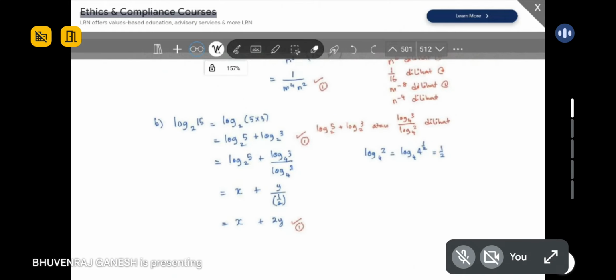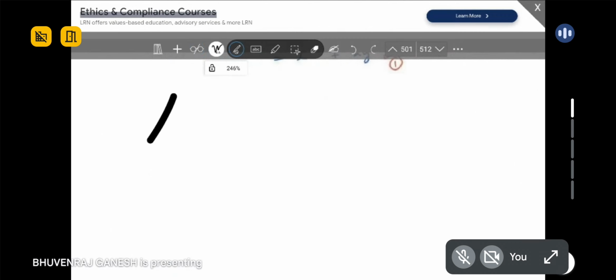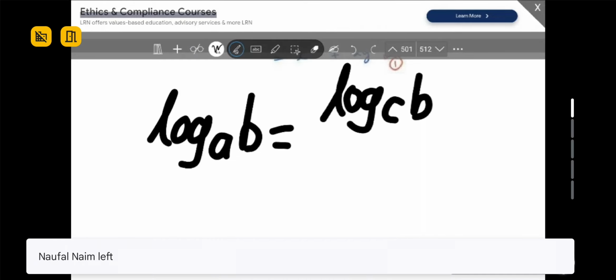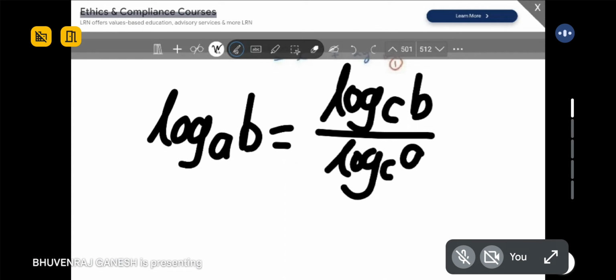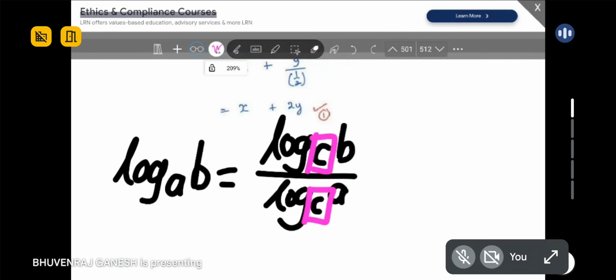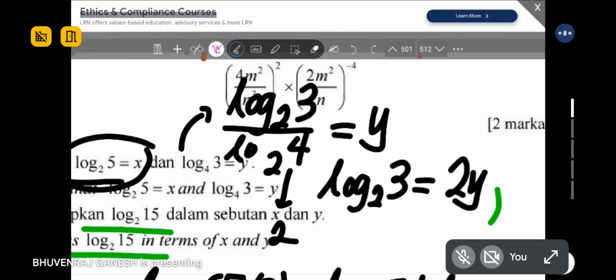This question? Simple, right? So it's still simple. Can you teach how you change the log base thing? Oh, this one is your format. Do you still remember this law over here? This one is given in your admaths paper. This one is the law of adding new base. Tambah asas baru. So you see the new base over here I add is the C. So how you add it is in this format. So you apply this formula over here. Can you see? Log 2 3 over log 2 4. I apply it to the log 4 3. Clear? So this is how you do it.